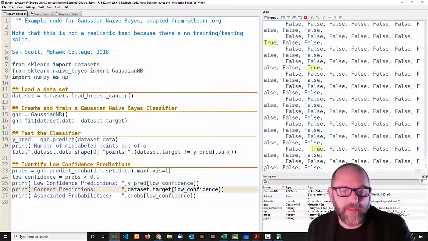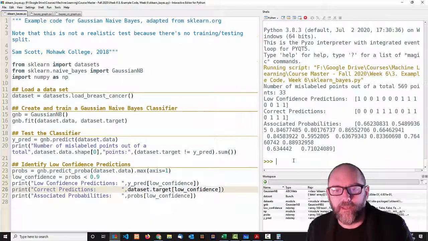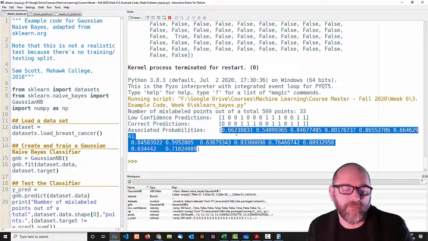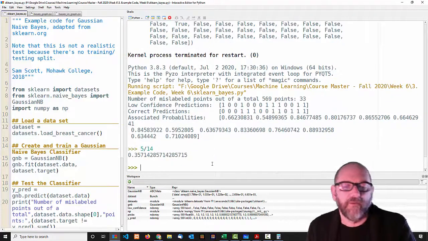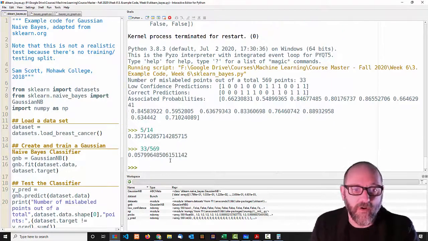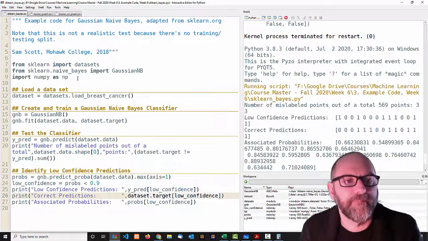We get the Boolean array with occasionally a true in it, like that. And then I use that as an index into the predictions and into the targets. So this is what it predicted in these low confidence predictions, this is the target, and these are the probabilities for those low confidence predictions. You can see 1, 2, 3, 4, 5 mistakes out of 14. So the error rate for the low confidence predictions is much higher than the error rate overall, which makes sense. I'm just investigating a little bit there.